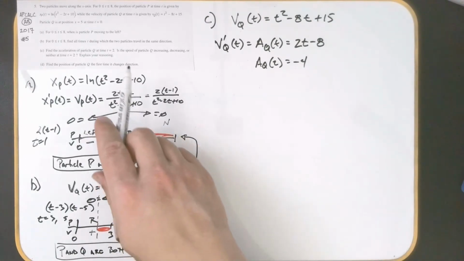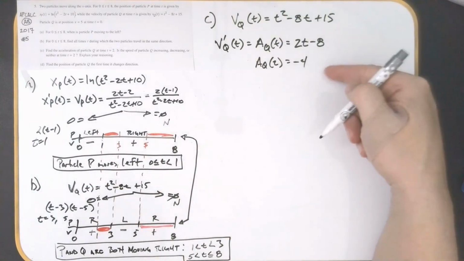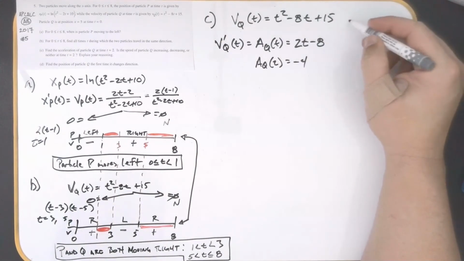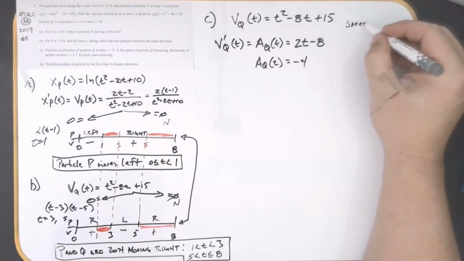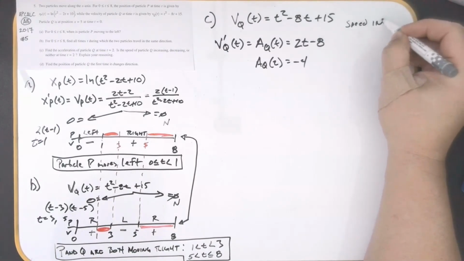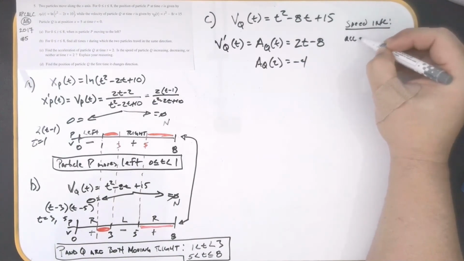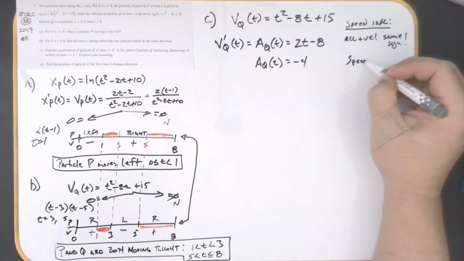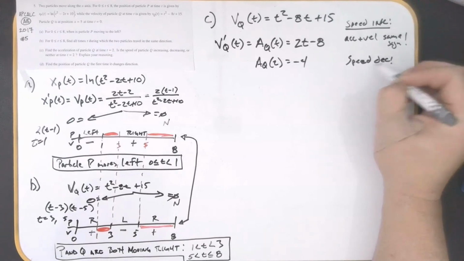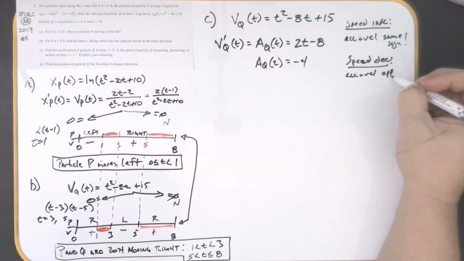Then the rest of the question says, is the speed of particle Q increasing, decreasing, or neither at t equals 2? Explain your reasoning. Well, this is a review of that concept that I'll put up here. Remember, speed is increasing if acceleration and velocity have the same sign. Okay? And, brief review, speed is decreasing if acceleration and velocity have opposite signs.